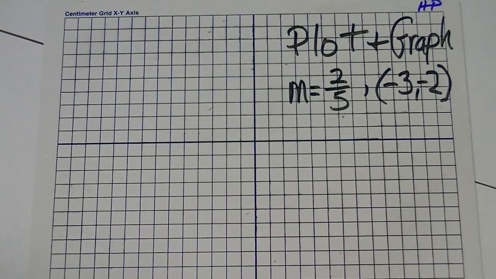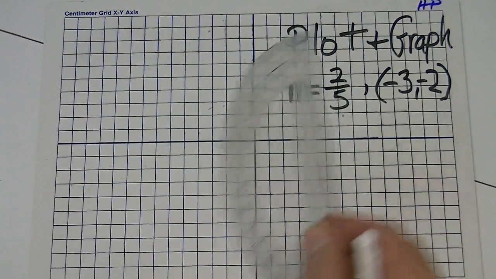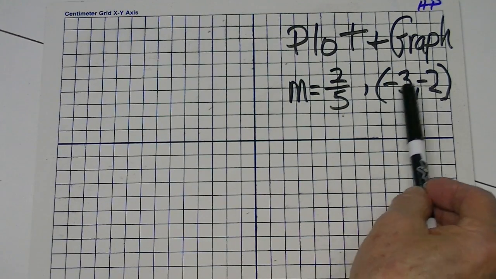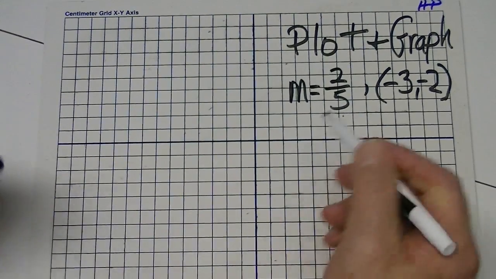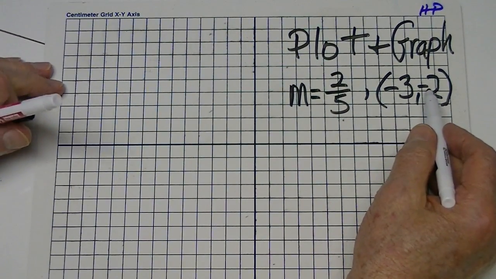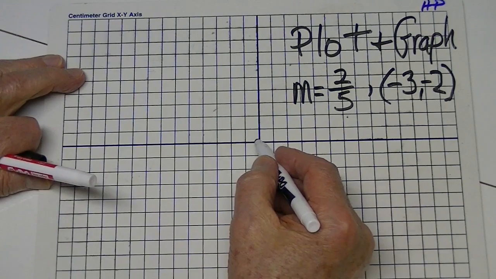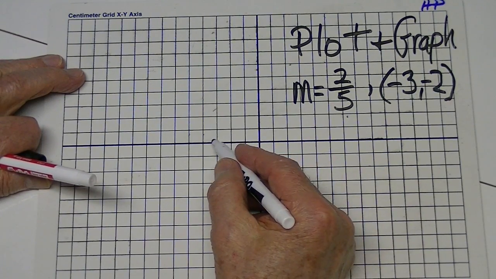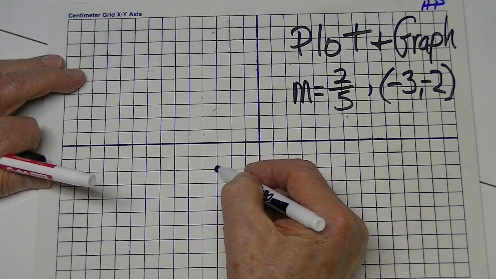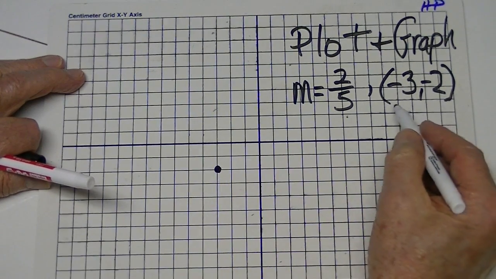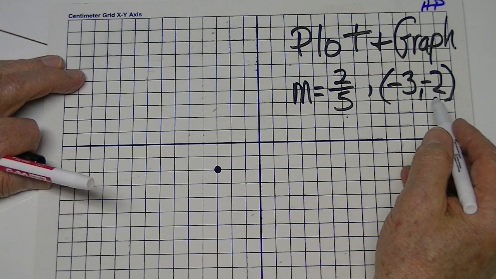Well, the first thing you would do is to plot the point, which is (-3, -2). So we're going to go over -3, and then down 2. So this point is this ordered pair.